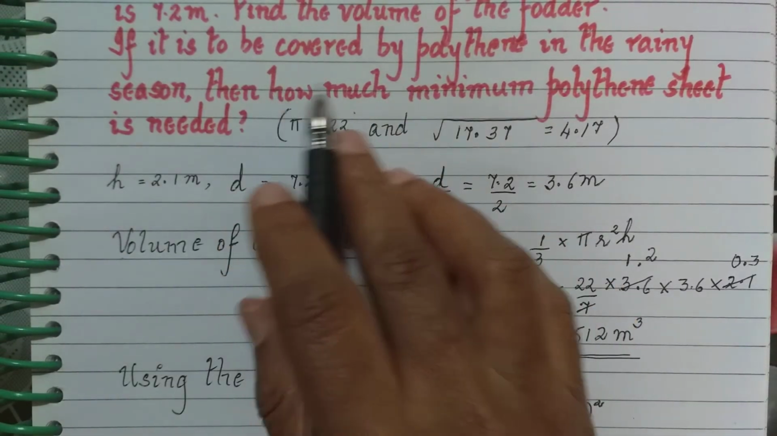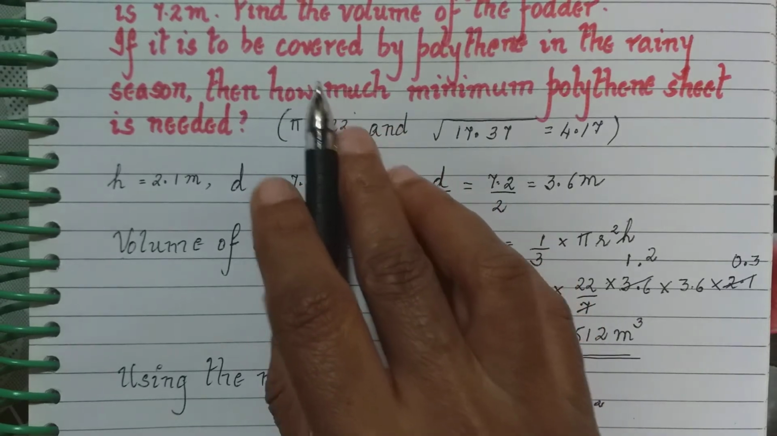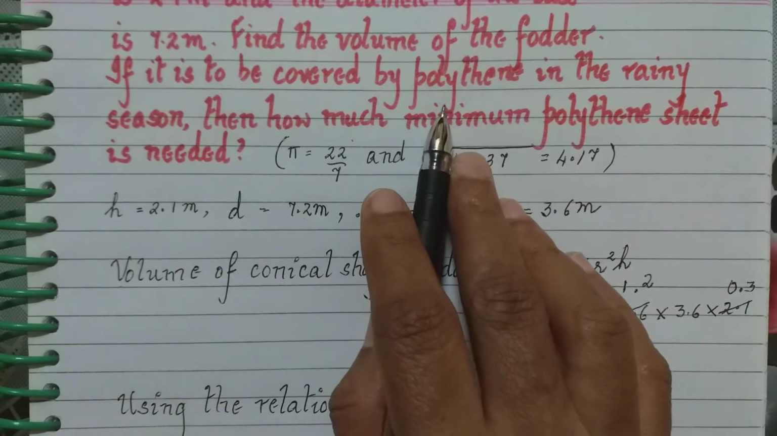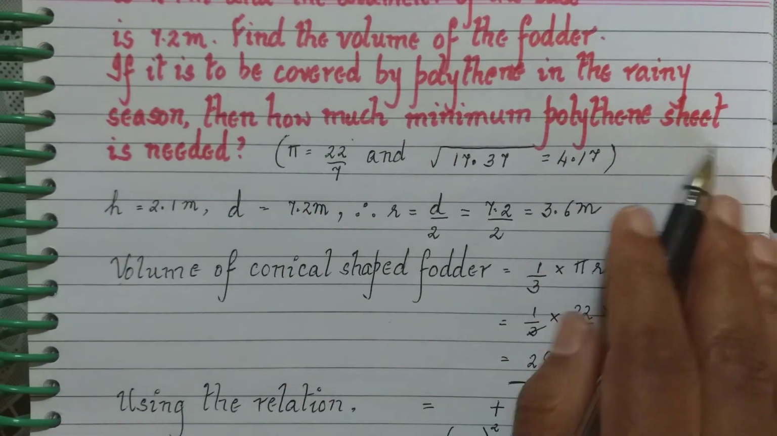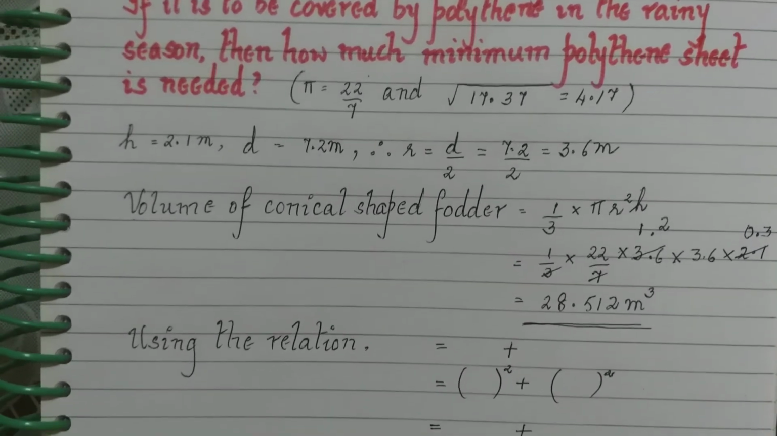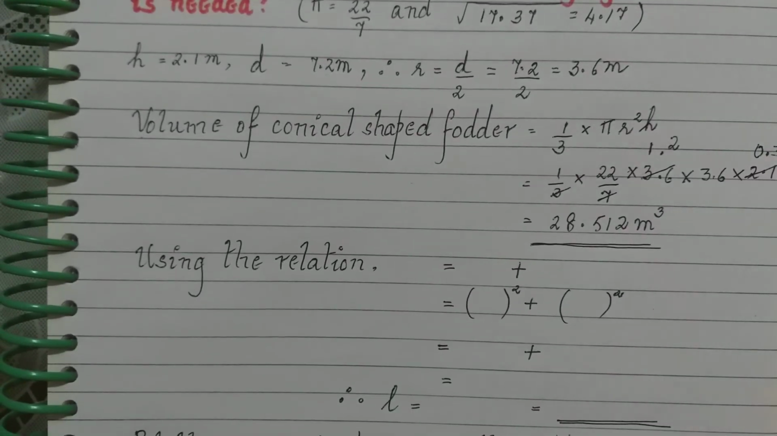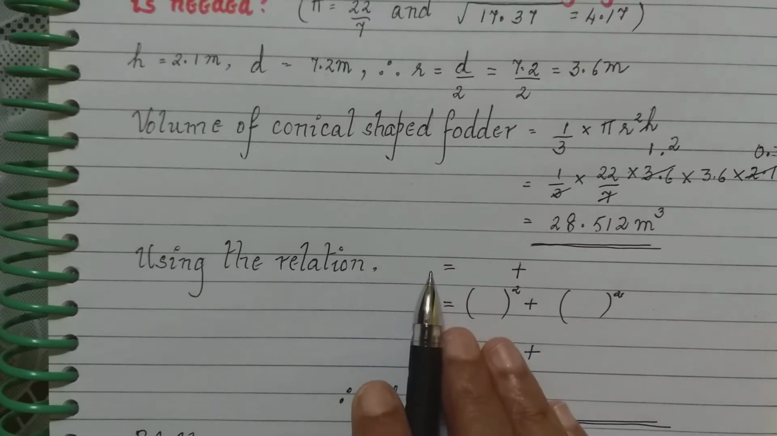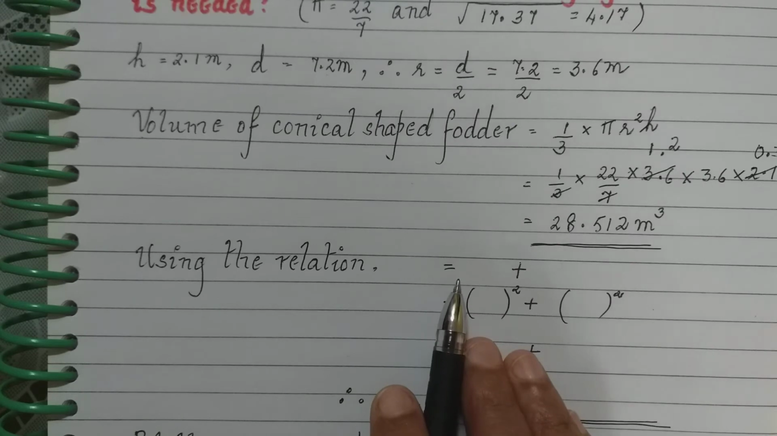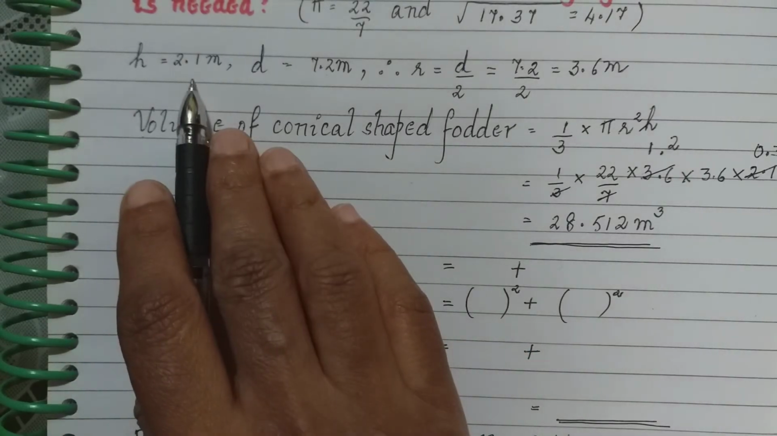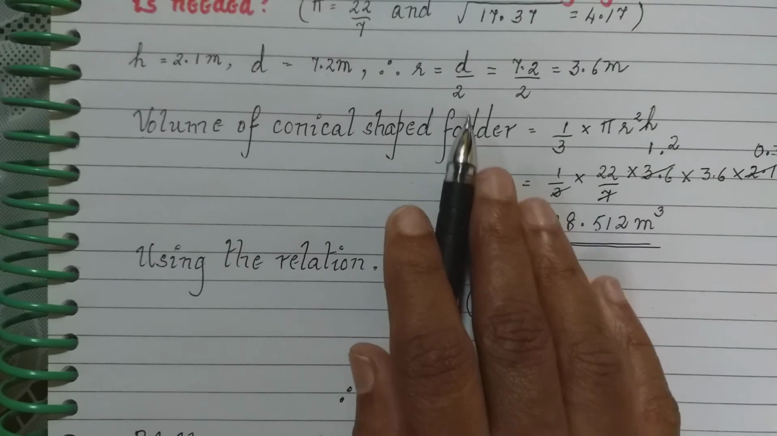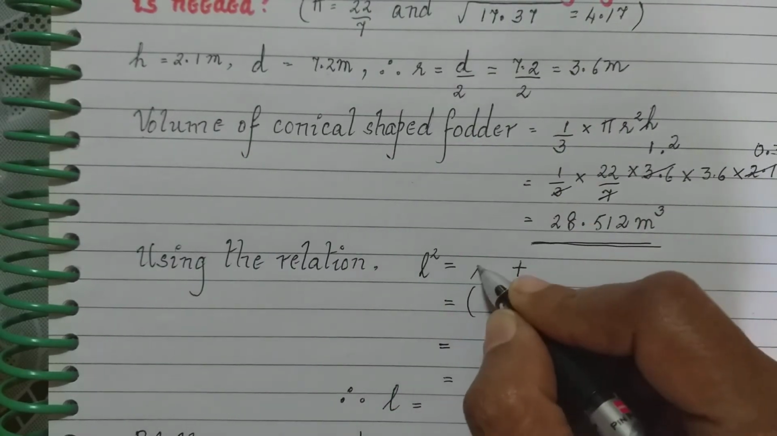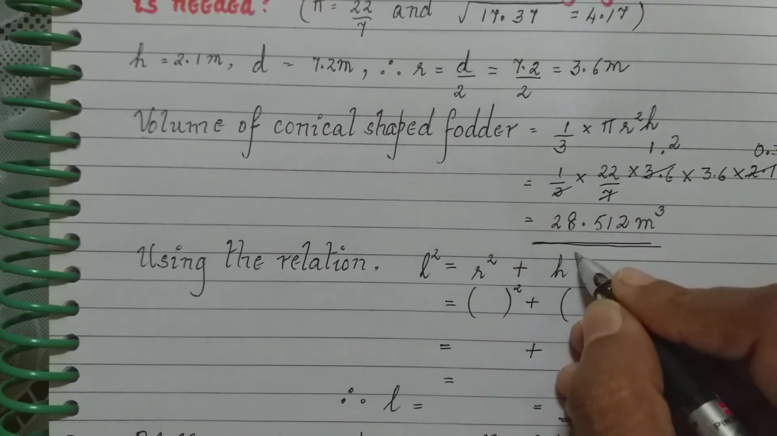Why? Because they are saying we have to know what is the amount of sheet required. If it is to be covered by polythene in the rainy season, how much of polythene sheet is required? So we have to find here now the polythene required, which is the curved surface area of the cone, and curved surface area of the cone is given by the formula pi r L. So I have to find out L. I have H here, I have R. So I will use the relation now. L square equal to R square plus H square.